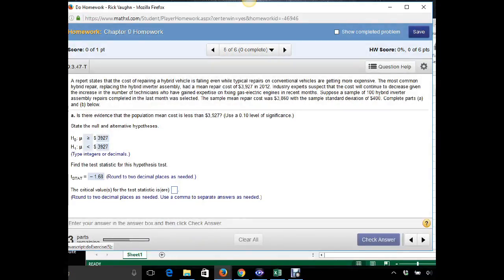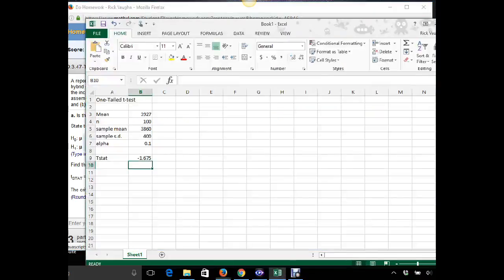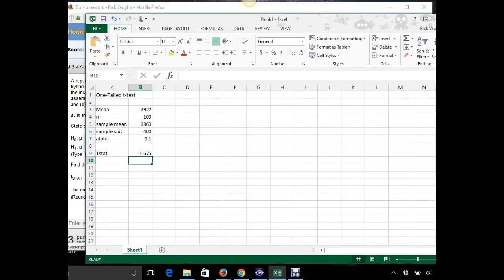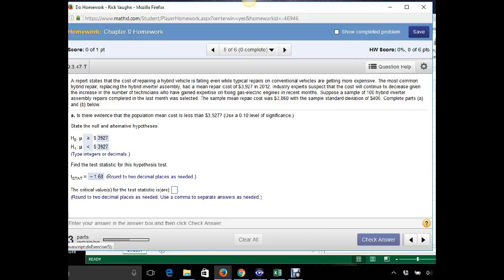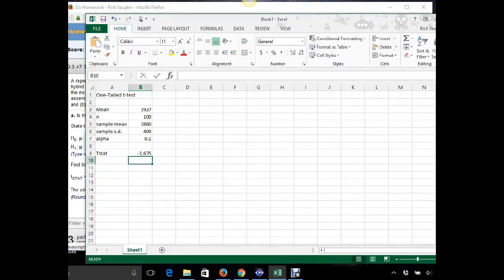So the next part of this problem wants to find the critical value. Now, this is only going to be one critical value because we're doing a one-tailed test. So the whole idea of the one-tailed test is that 10% error margin that we have, which is the alpha, instead of splitting it into two pieces on the left and on the right, we're going to put all 10% into the left-hand side. So we're only going to have one critical value. There's only one tail that we want to consider.